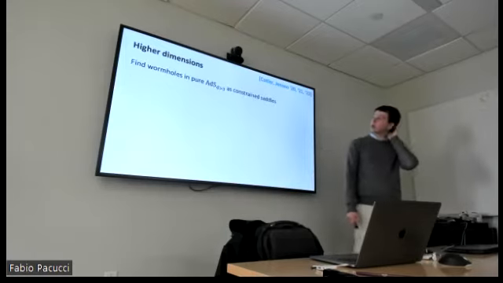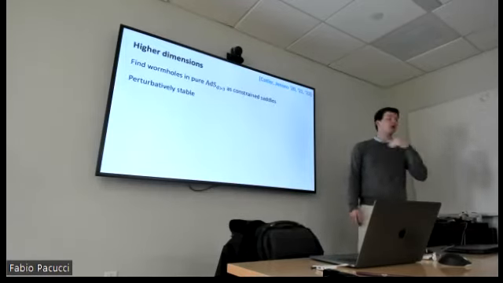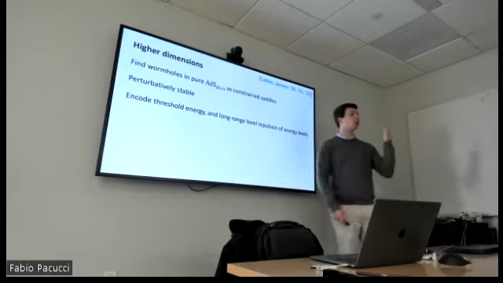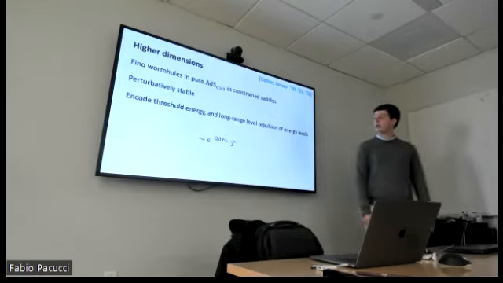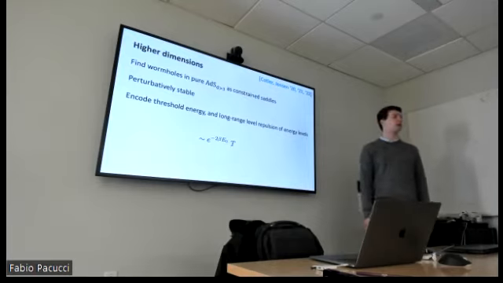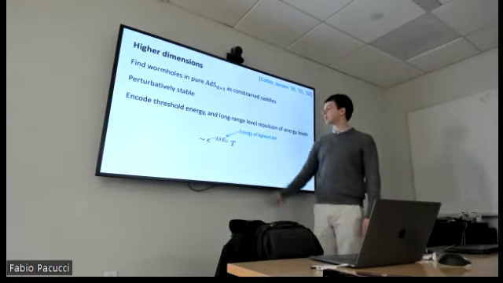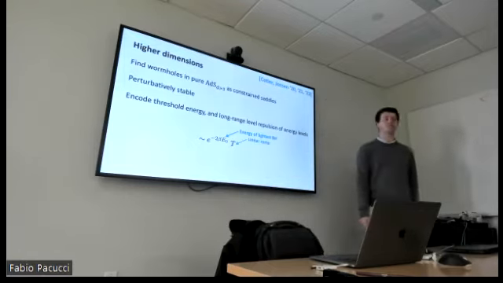So in higher dimensions, though, we find that there are also these kinds of constraint saddles, which are perturbatively stable. They encode the threshold energy and the long-range level repulsion of energy levels. So this doesn't just work in 3D, but it works in all higher dimensions. And the simplest form of the answer that you get, at least by the simplest computation, is indeed you find the energy of the lightest black hole, and you find a linear ramp.